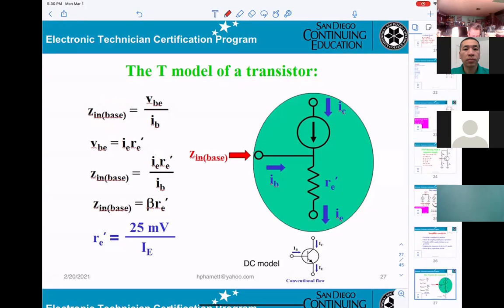If I want to measure R base, RB means resistance from the base to where? To ground. Remember, when we're talking about only a single point, that means from the base to the ground you measure the resistance, okay?